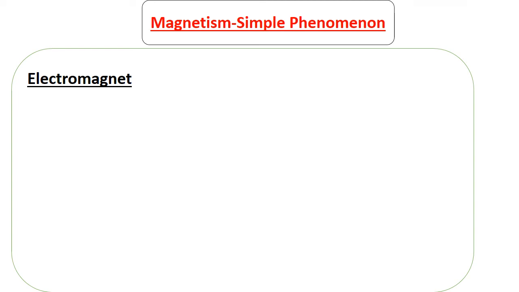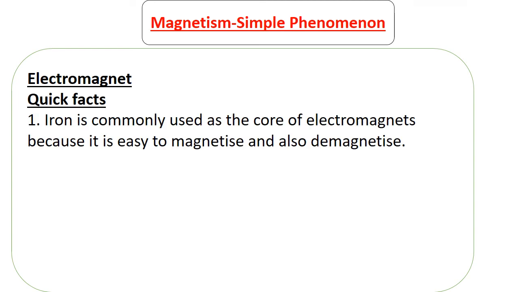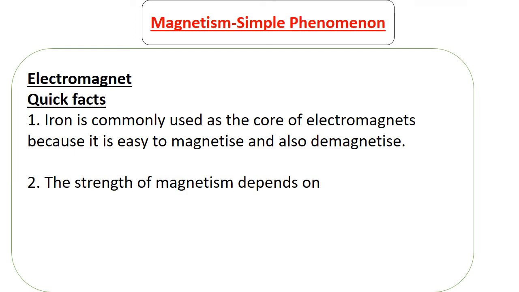Next, we're going to take a look at quick facts about electromagnets. Iron is commonly used as the core of electromagnets because it is easy to magnetize and also demagnetize. Since electromagnets are all about control, you want to magnetize something when power passes, and to demagnetize it when there's no power. So iron is used because it magnetizes easy and fast, and demagnetizes easy and fast.